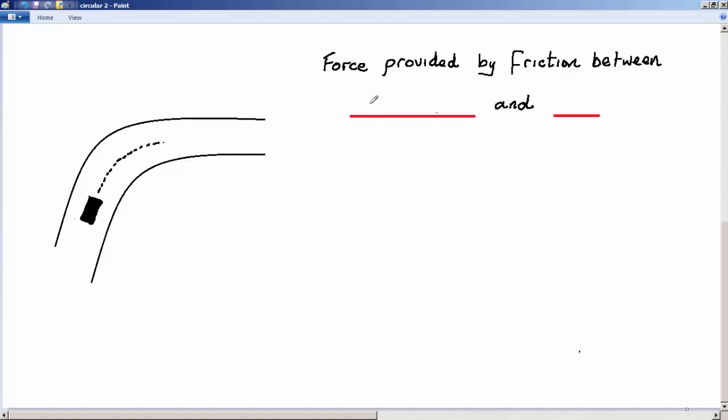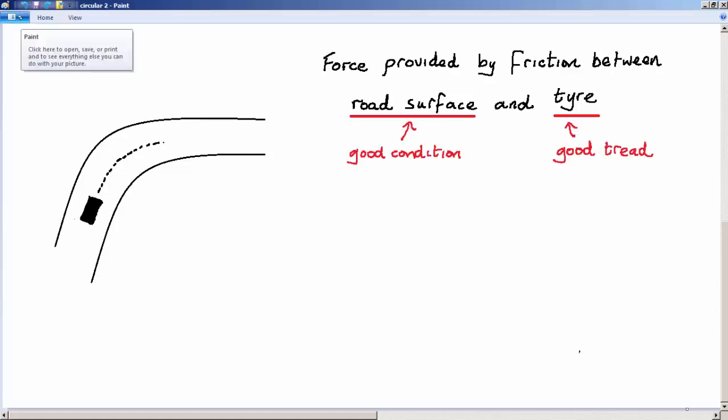Well, the only thing that can do that is the friction between the road surface and the tires of the car. Okay, so it's very important that in order that the car can travel around this bend safely, that friction has to be sufficiently large in order to provide the necessary centripetal force. Okay, so it's very important that the road surface is in good condition. Okay, you don't want sand or gravel or whatever it is over the surface of the road, or mud. And also that the tires are in good condition. They must have a good tread, right?